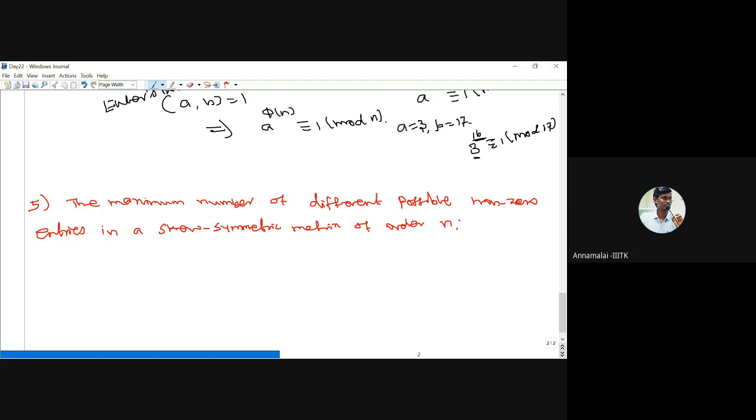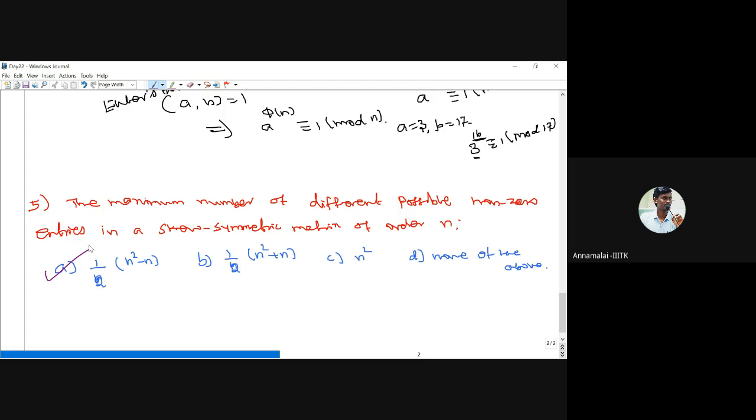So the options are, first option, 1 by 2 times n square minus n. So actually it's nothing but the dimension. They are asking the dimension of the skew symmetric matrix of order n. And 1 by 2 times n square plus n is the second option. Third option is n square. The fourth option is none of the above. Answer is A, sir. Yeah, because n into n minus 1 by 2. Yeah, so this is the correct answer.